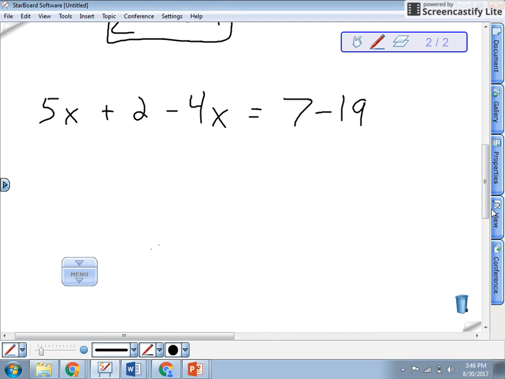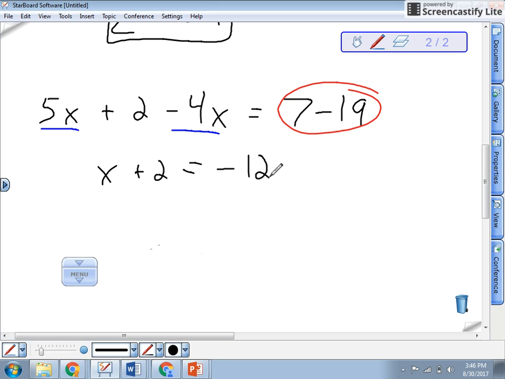Couple more examples. This one, we've got more than one x. First thing we look to do is combine like terms. I can combine the x's here. On this side, I can combine 7 and the minus 19. So 5x minus 4x is just 1x. But remember, you don't have to write that 1, because if there's no number in front, it's implied that it's just 1. And then I have plus 2 equals 7 minus 19, which is negative 12.